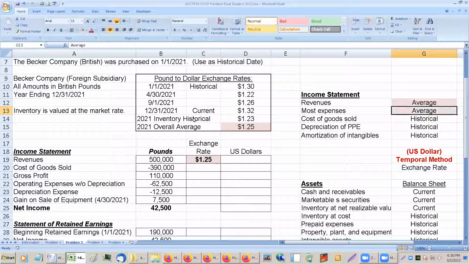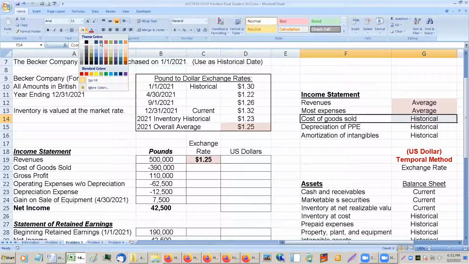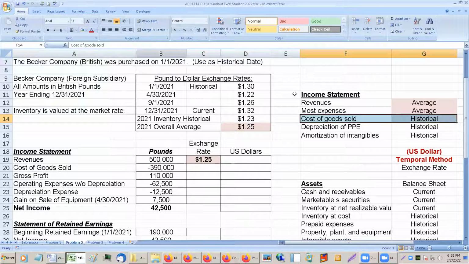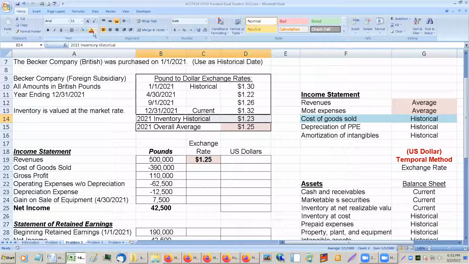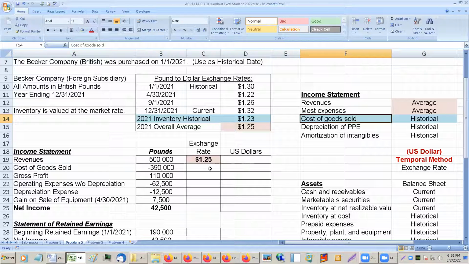Most expenses are going to be an average. Now, here's where this historical cost, so you were asking about before, comes in. These cost of goods sold. So cost of goods sold, this is going to be done at the historical rate. So make it turquoise, I guess. So this is going to be that historical rate.